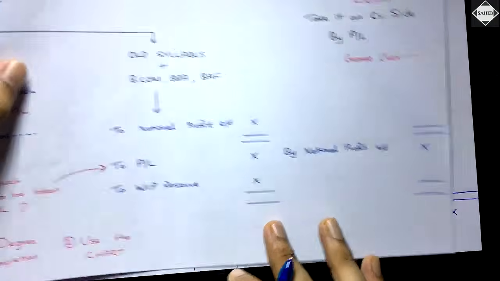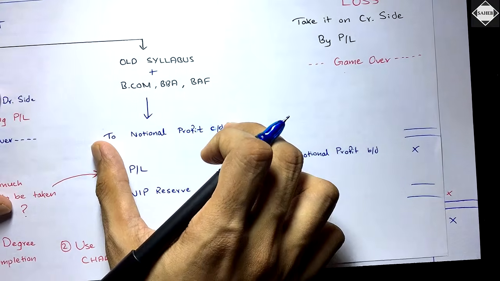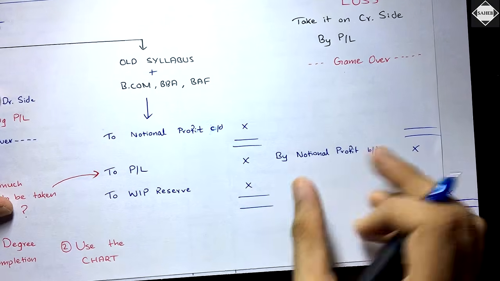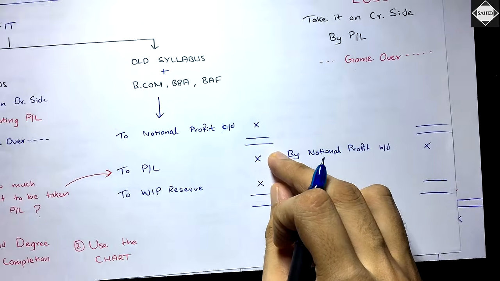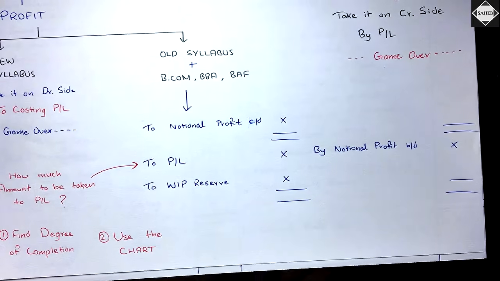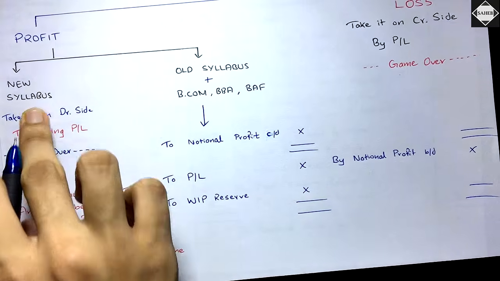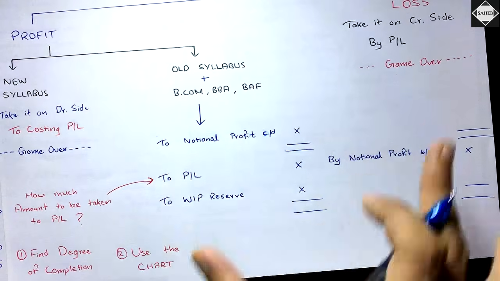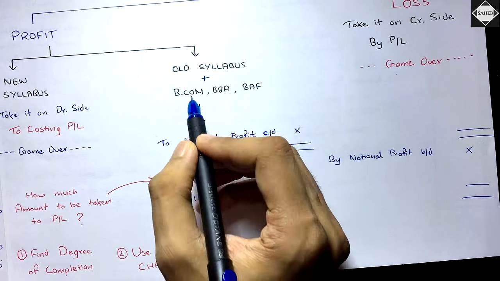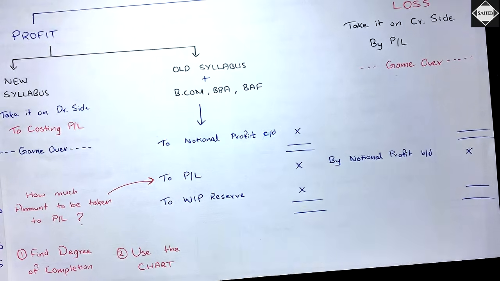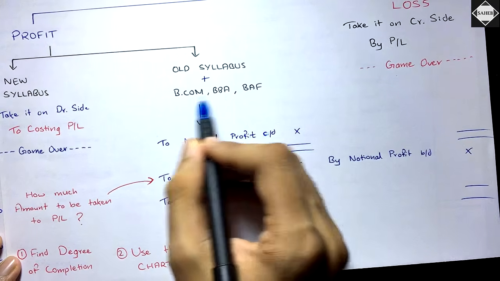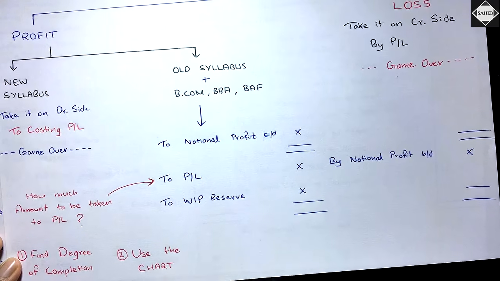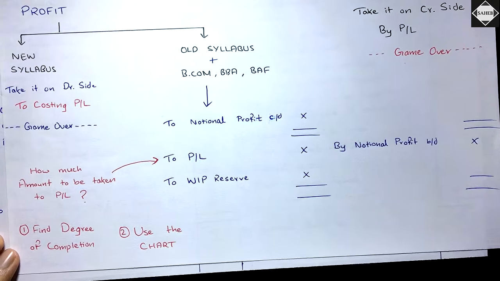See here, you took the balancing figure, brought it down, and then split it into two. Now this is the most tricky part. You have to understand how you are going to split this properly. Now don't think that if you are a new syllabus student, you don't need to learn this, because if you are doing BCom, BBA and all these courses, of course you have to learn this, because in these syllabi it's still not updated. It's done like the old syllabus. So that's what you have to do.